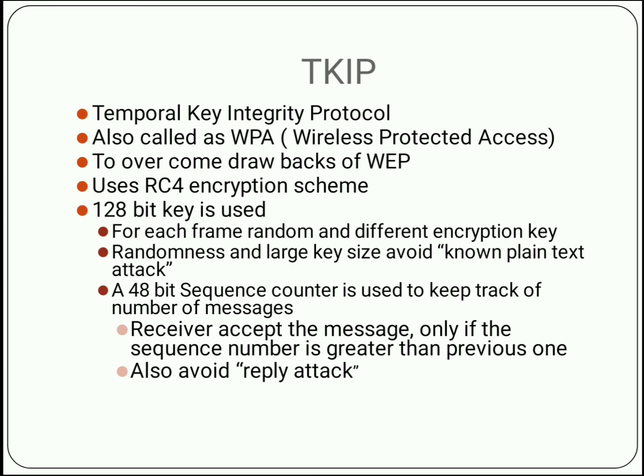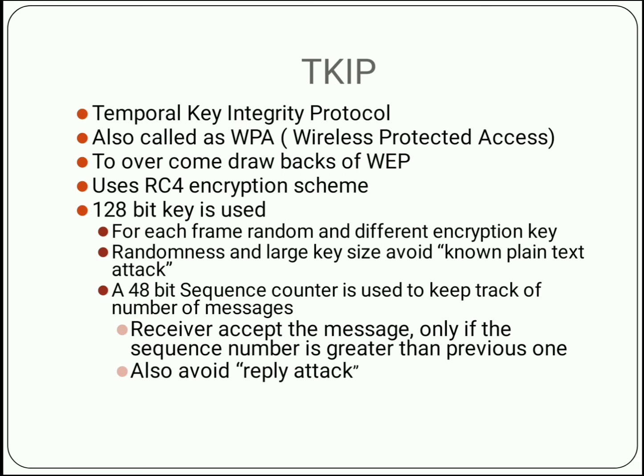We can call it TKIP also, which is the temporal key integrity protocol. What are the differences when compared with WEP? Actually, it was built to overcome the drawbacks of WEP. Here it uses the RC4 encryption scheme as was used in WEP itself, but the difference is it uses a 128-bit key. Another difference is that for each frame it uses a random and different encryption key. This randomness helps to avoid known plaintext attacks.